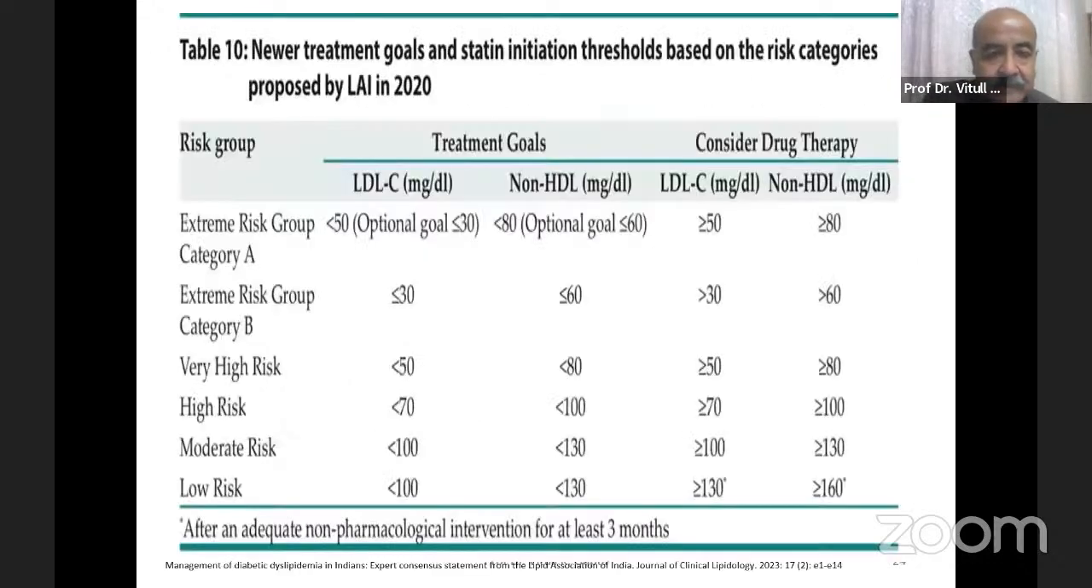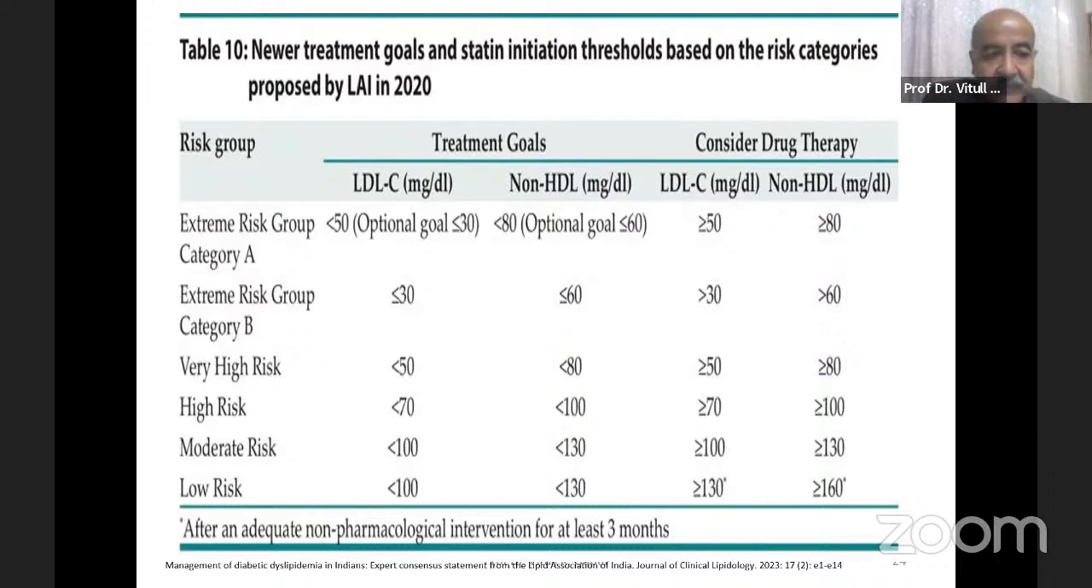Next. Once we consider the pharmacological therapy, again we need to know the treatment goals and when to start statin. This is a beautiful slide by the Lipid Association of India, which tells us about the LDL-C and non-HDL-C goals, as well as at what levels to consider drug therapy. This is again on the basis of risk stratification. At the start, for the extreme risk group A category, the optimum LDL-C treatment goal is less than 50 and the non-HDL-C goal is less than 80. Consider drug therapy if the LDL-C is more than 50 or non-HDL-C is more than 80.